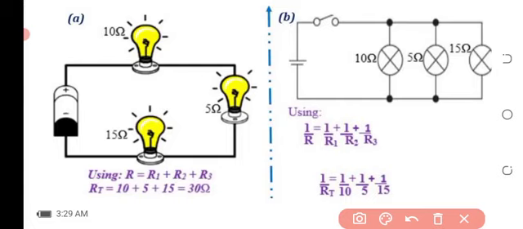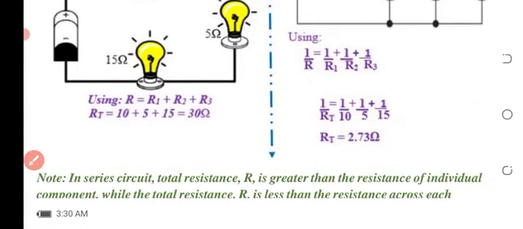And let's consider circuit B, where we have all the resistors connected in parallel. In this particular one, we know that the current coming from here will be divided across the 10 ohm, 5 ohm, and 15 ohm resistances. So to calculate the equivalent resistance, we make use of this relationship, and that will give us the value of total resistance to be equal to 2.73 ohms. That is by finding the LCM of 10, 15, and 5, and solving that.